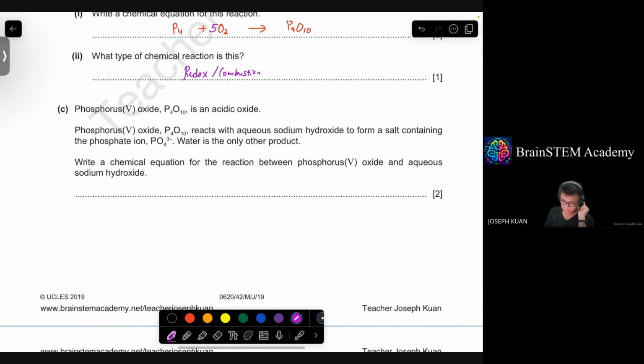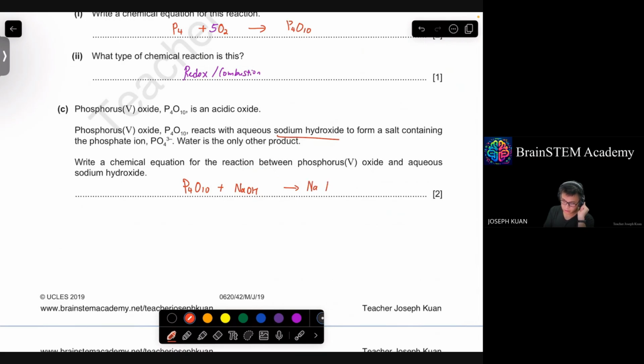So we have P4O10, and it reacts with sodium hydroxide. The formula is NaOH. And this forms a salt that contains the phosphate ion. Since we're using sodium hydroxide, it means that we will form a sodium salt, and that contains the phosphate ion.